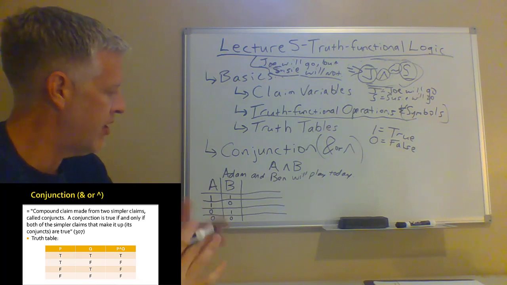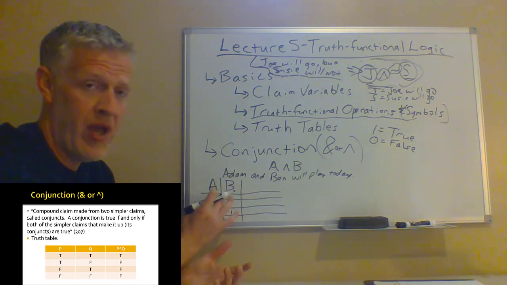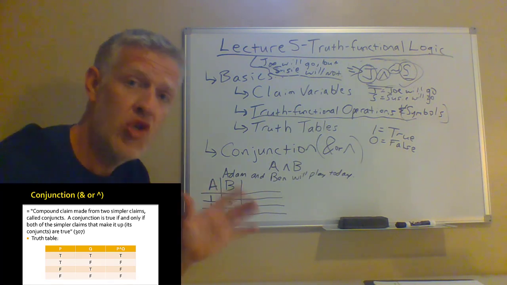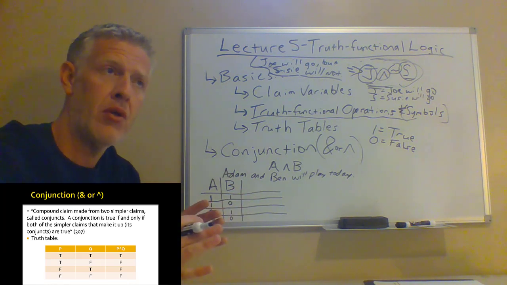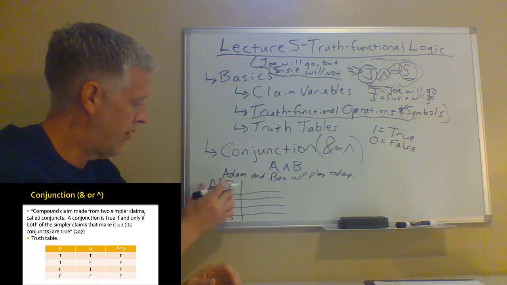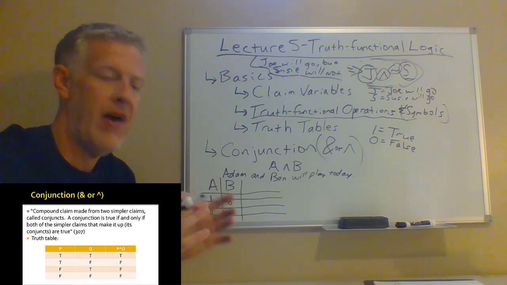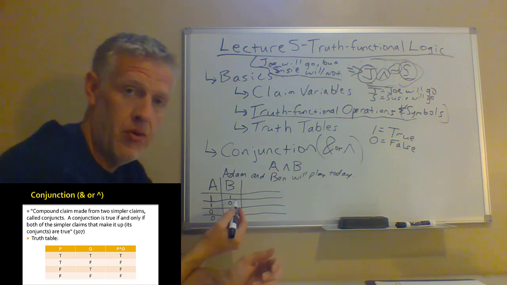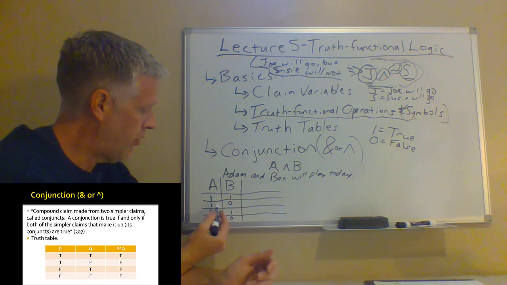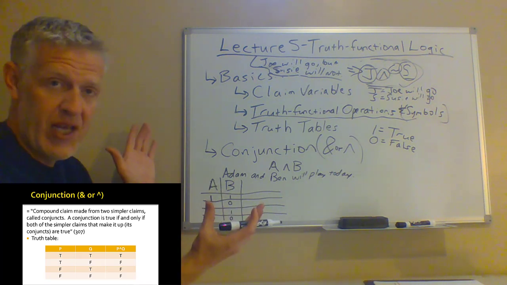Now, if you step back, what have we done by doing this? These are called the reference columns of your truth table, by the way. They represent just the basic claim variables with no logical operations involved. So the combinations of truth values for the basic claim variables are represented right here. They could both be true. A could be true and B false, or A could be false and B true, or they could both be false. We've represented every possible combination.